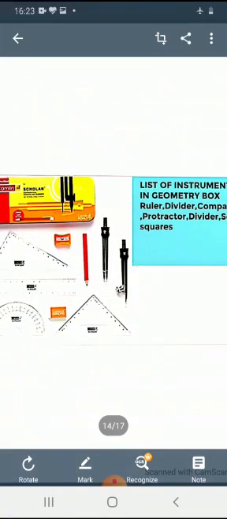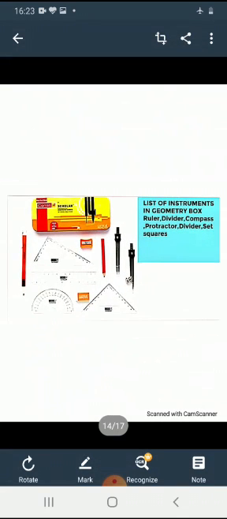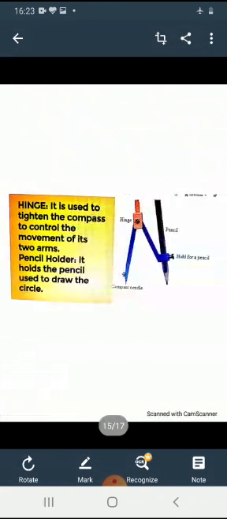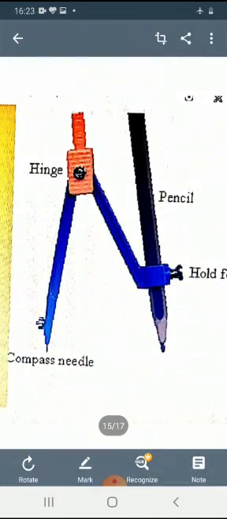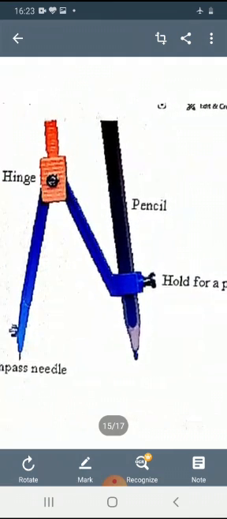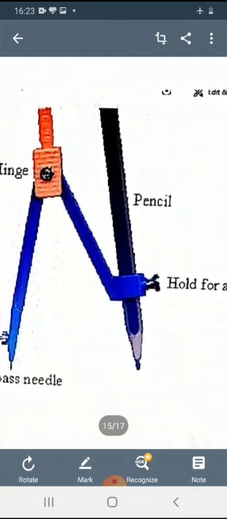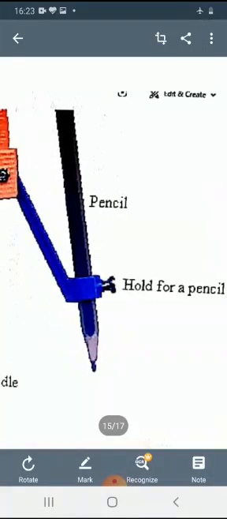Now what are the parts in a geometry box? What are the instruments in a geometry box? Compass, scale, protractor, divider and set squares. Now let us see how to insert a pencil in a compass. See children here, one is a pencil holder. In that pencil holder we are inserting a pencil and tightening the screw. This is a pencil, this is a hole for a pencil.